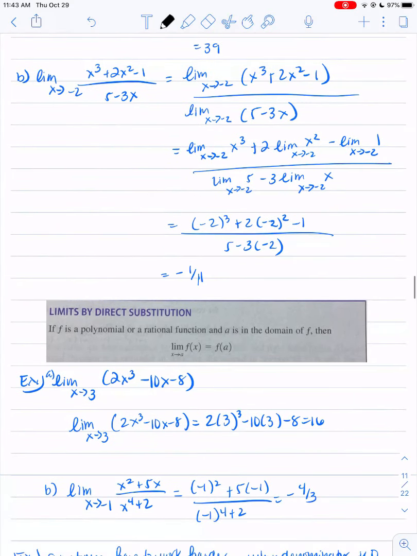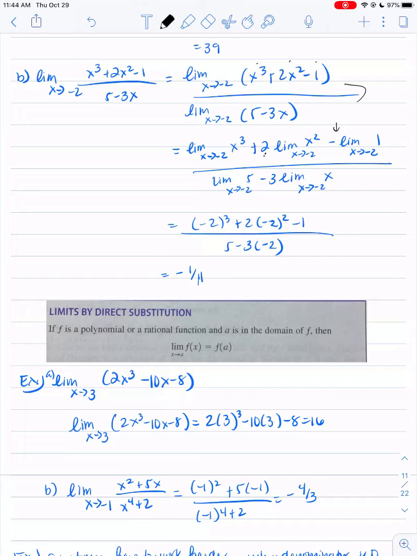Okay, so now we have the limit as x approaches negative 2 of x cubed plus 2x squared minus 1 over 5 minus 3x. So I could use my quotient rule, so I split up the limits, and then I could do the sum rule. So I have the limit as x approaches negative 2 of x cubed plus, and then I could take out my 2 constant, plus 2 times the limit of x squared as x approaches negative 2, minus the limit as x approaches negative 2 of 1.